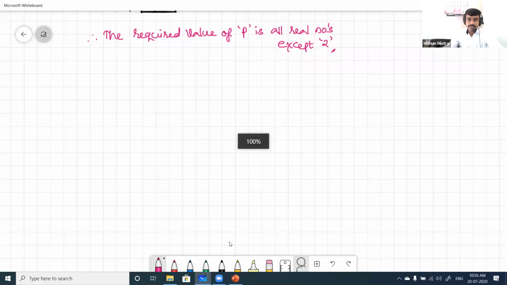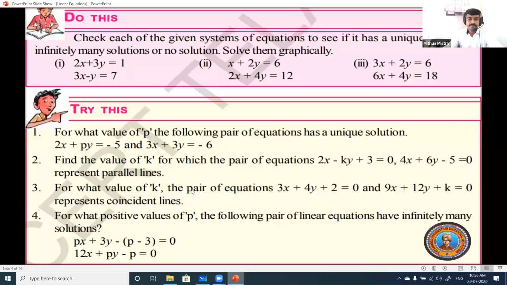Next, let me take the next question. Second question. Find the value of k. So this time you should find k. Previously it was p. Now you should find k for which the pair of equations 2x minus ky plus 3 is equals to 0, 4x plus 6y minus 5 is equals to 0 represent parallel lines.